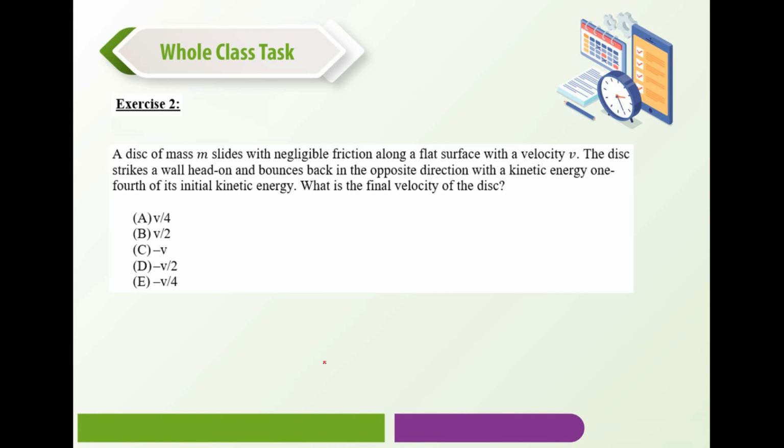Exercise 2: a disk of mass m slides with negligible friction along a flat surface with a velocity v. The disk strikes a wall head-on and bounces back in the opposite direction with a kinetic energy 1/4 of its initial kinetic energy. So whenever they're talking about a factor, then we're interested in the factor of change.